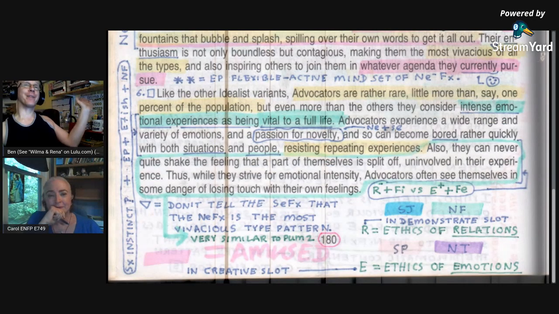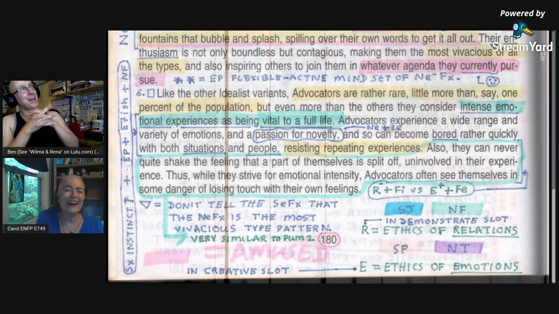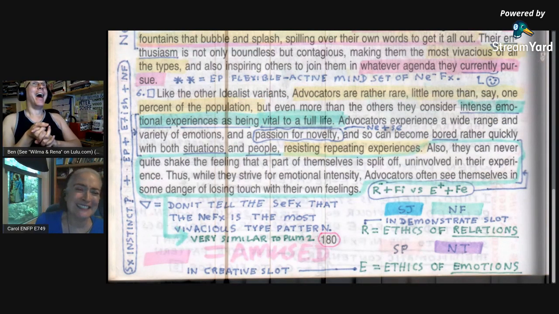So here we go. Whatever percentage of the population they are, they stand out and are brilliant. Right, but even more than the others, they consider intense emotional experiences as being vital to a full life. Now, that's a little bit like ESFP, and I'm going to give you just a joke about comparing ESFP and ENFP. I actually love this. Please tell me. Here we go.